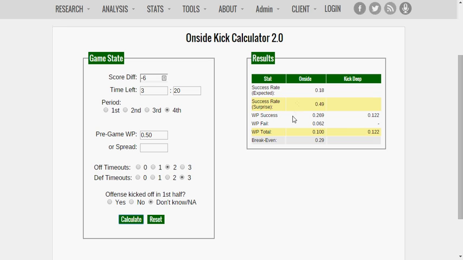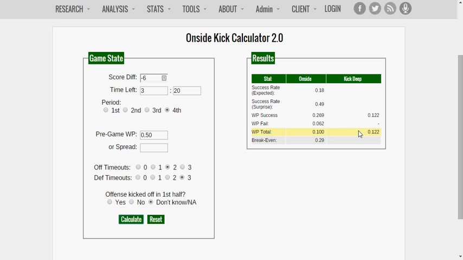The next row tells us what the probability of success is if we recover successfully. And that's saying we get the ball back, we've got a 27% chance of winning. Now, if we fail to recover the onside, we give the ball to our opponent with real good field position, saying we've got about a 6% chance of winning. Now recall that the expected recovery rate is 18%, so our net total win probability for the onside option is 10%. We've got a 10% chance of winning for the onside kick.